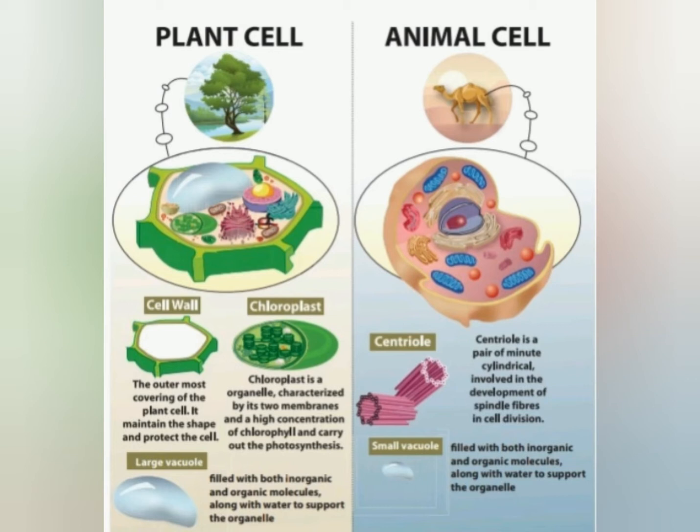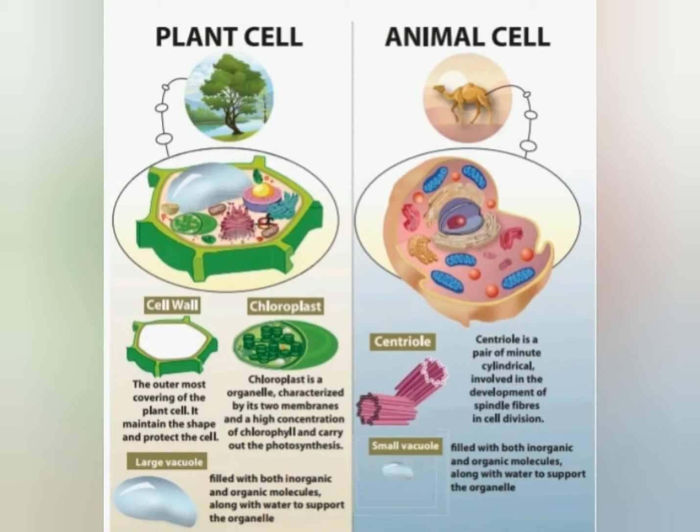Okay, cell wall, this is the outermost covering of the plant cell. It maintains the shape and protects the cell. This cell wall is present only in the plant cell. The cell wall is absent in animal cell.